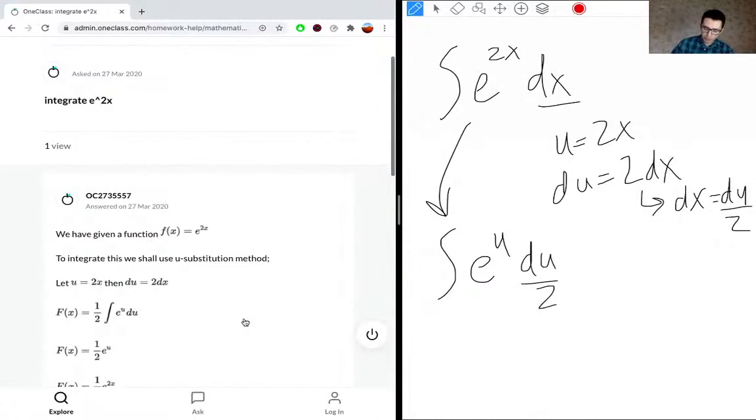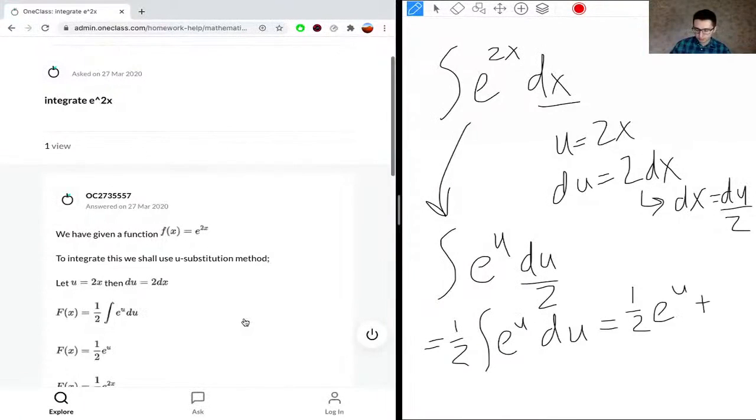So we can bring the half to the front. So we'd say a half integral of e^u du. We know that the integral of e^u is just e^u, so 1/2 e^u plus a constant. And we'll substitute in u equals 2x, and that will give us a half e to the power of 2x plus c.